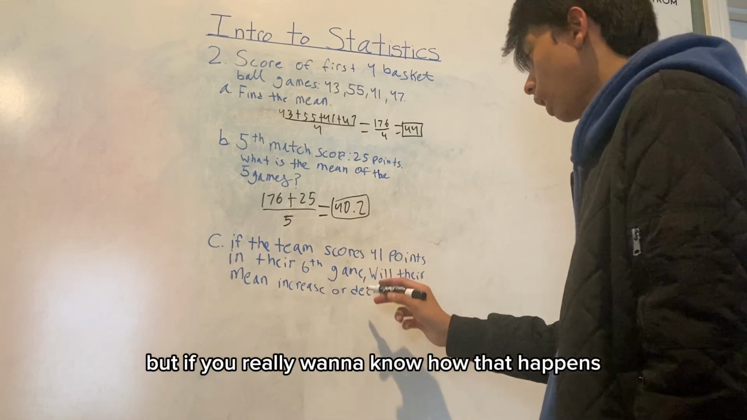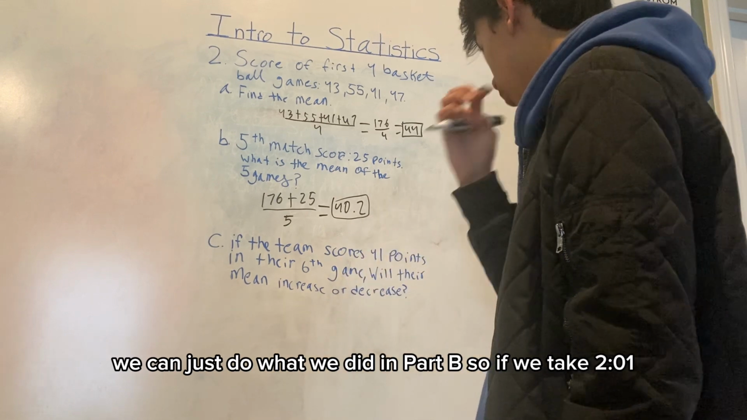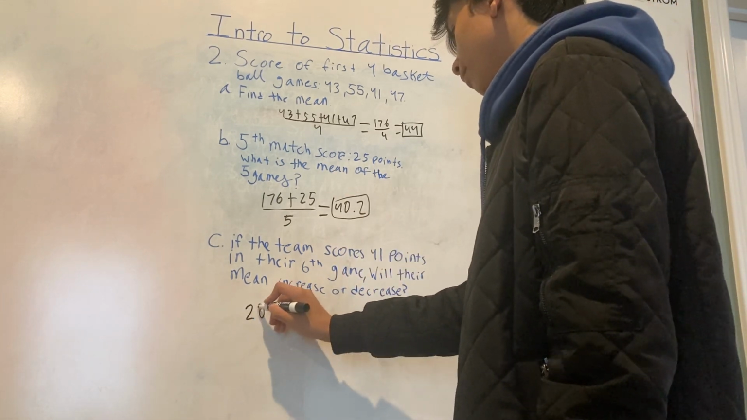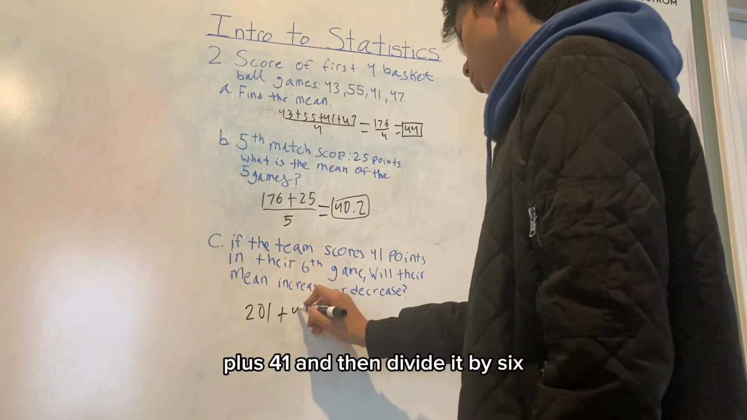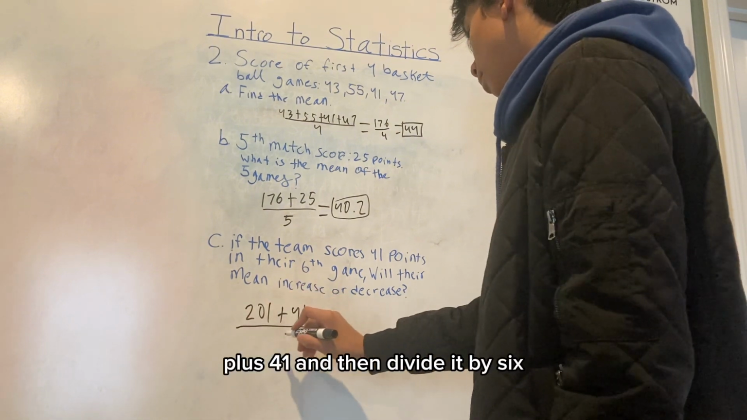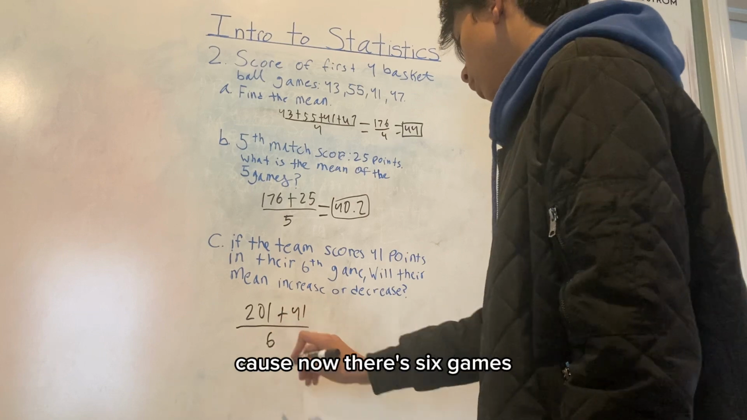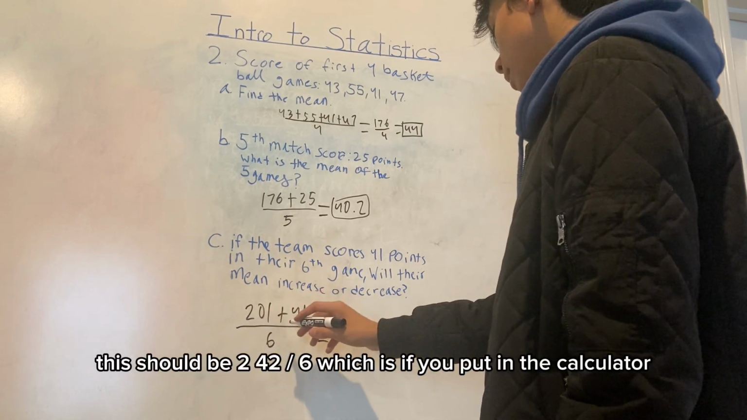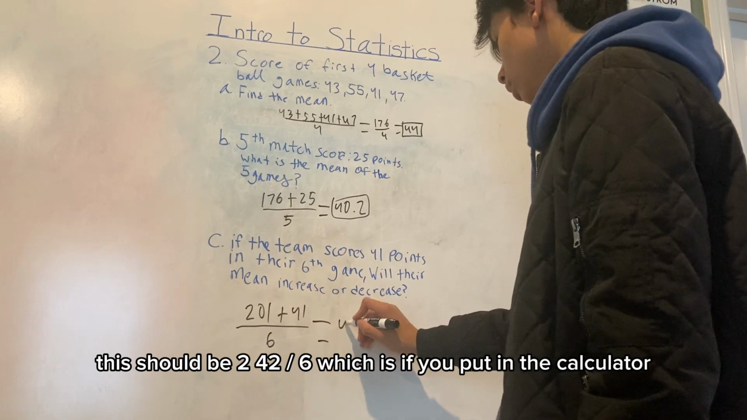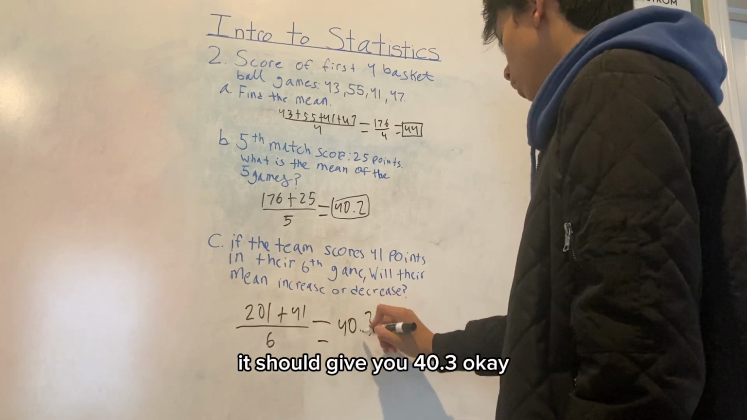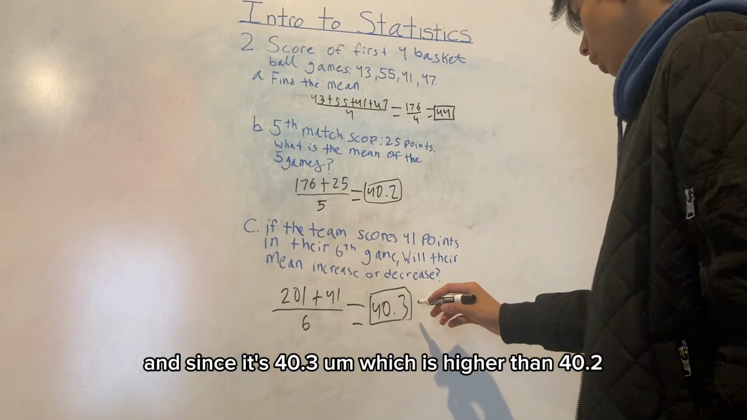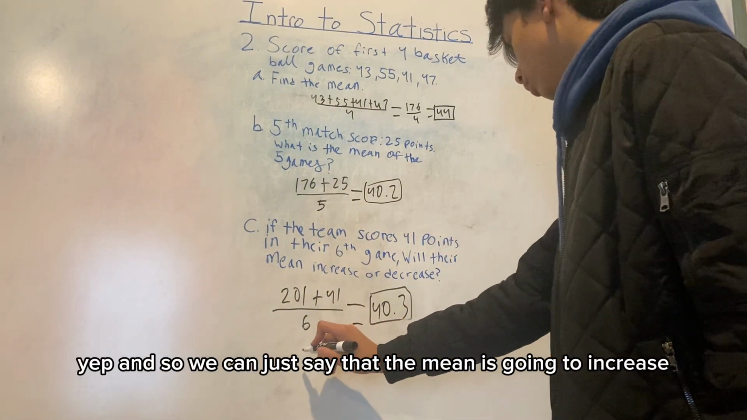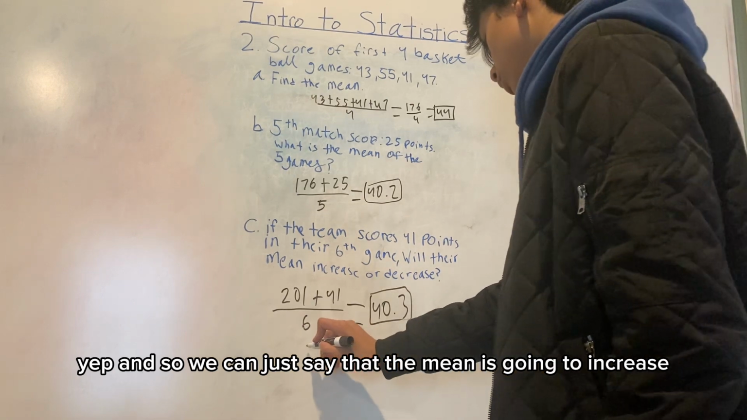But if you really want to know how that happens, we can just do what we did in part B. So if we take 201 plus 41, and then divide it by 6, because now there's 6 games. This should be 242 divided by 6, which, if you put it in the calculator, should give you 40.3. Okay, and since it's 40.3, which is higher than 40.2, yep, we can say that the mean is going to increase.